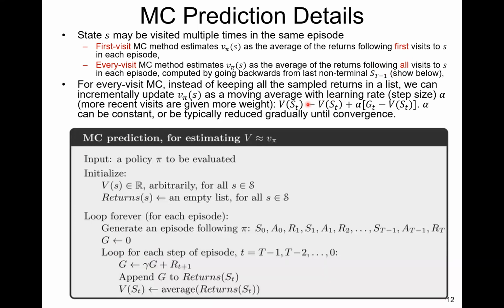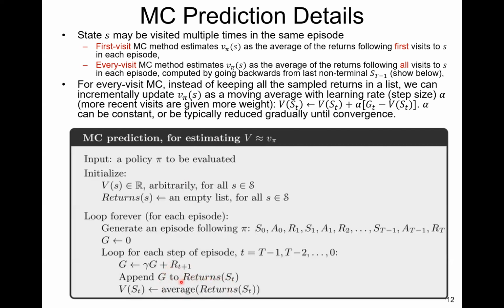So for every-visit Monte Carlo, instead of keeping all the sample returns in a list like in the pseudocode, which can consume a lot of memory, we can incrementally update v pi s as a moving average with the learning rate or step size alpha with this equation. This is a weighted sum, so more recent visits are given more weight, whereas in the pseudocode here, this is an unweighted average.